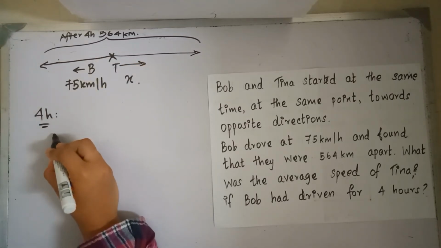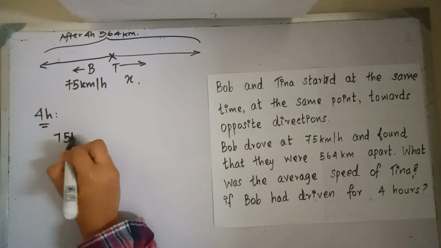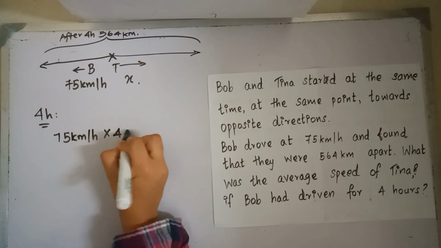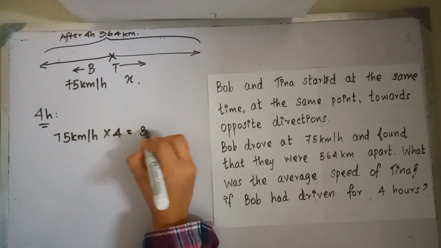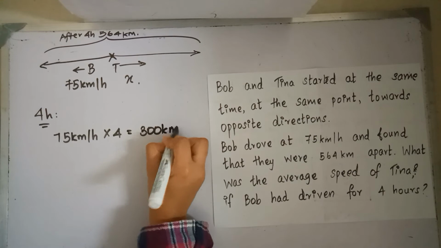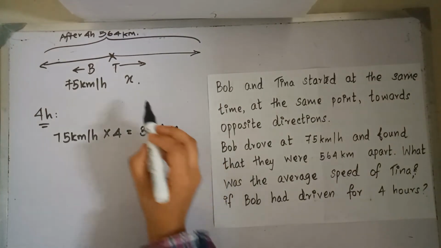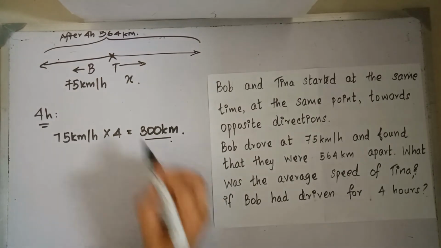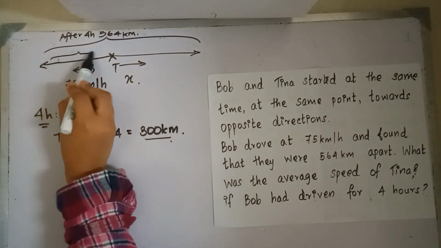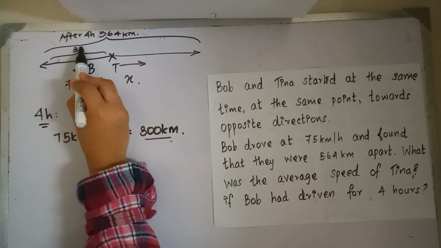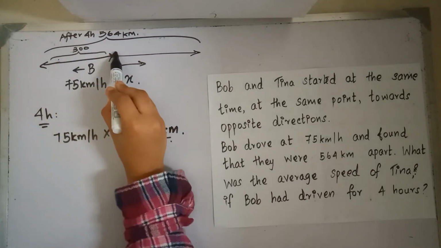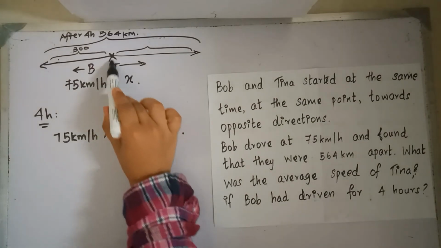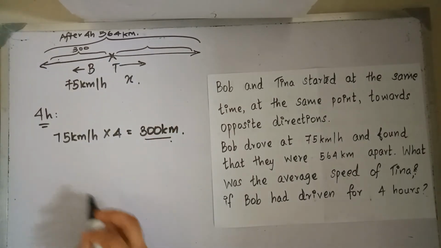In 1 hour, his speed is 75 km per hour. So in 4 hours, it will be 75 into 4, and that gives us 300 kilometers. So after 4 hours, he would have traveled 300 kilometers. So this part in the diagram will be equal to 300. So we can easily find out the amount that Tina would have traveled from their beginning point.